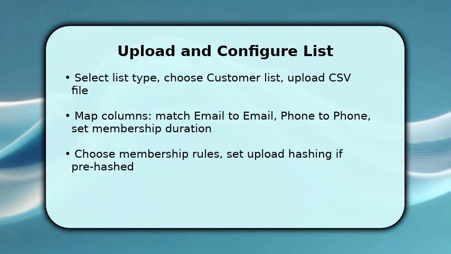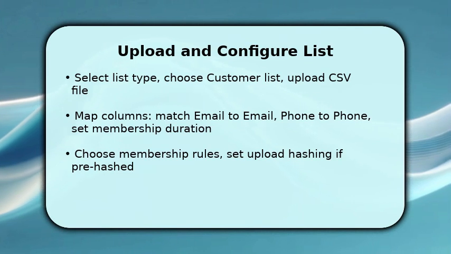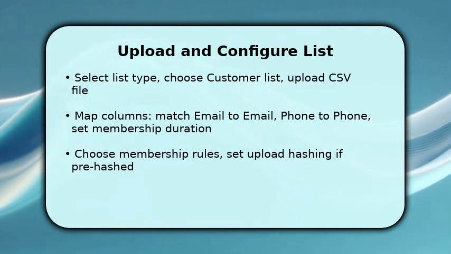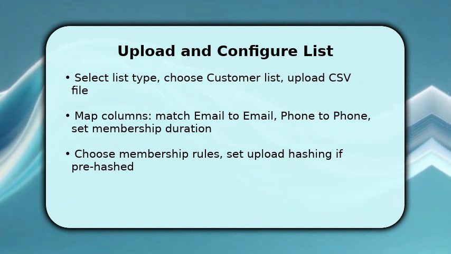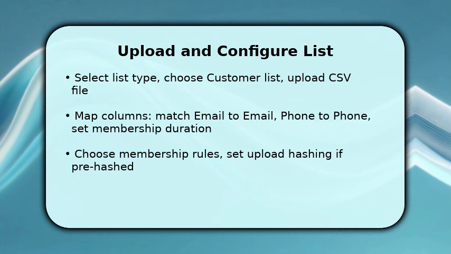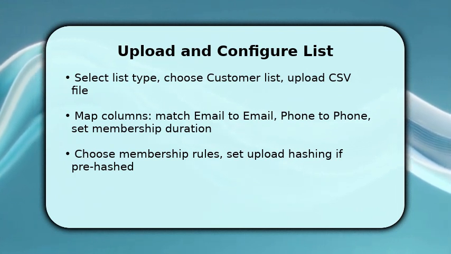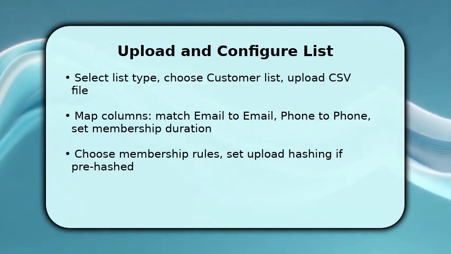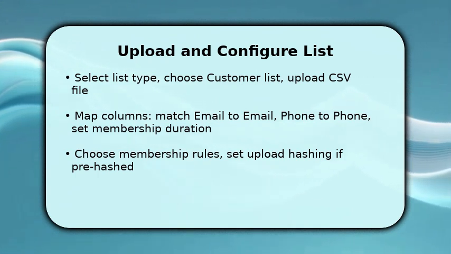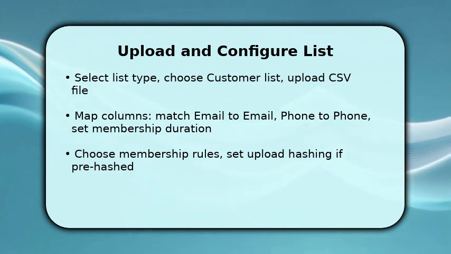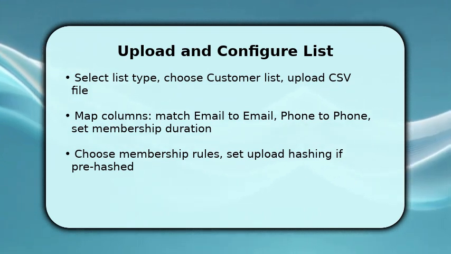Now you'll upload and map fields so Google can match users properly. Click Upload File, pick your CSV, and map each column to email, phone, or name exactly. Then set membership duration, 30 to 540 days depending on campaign goals, and pick whether it's for targeting or observation. If you hash the file with SHA-256, select that option. Otherwise, let Google hash during processing.